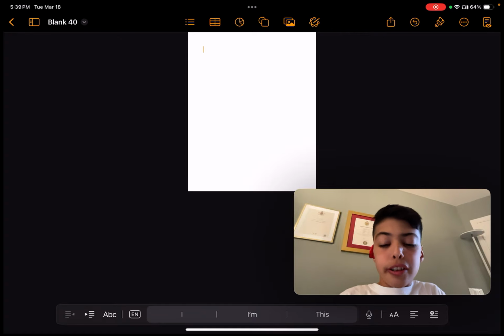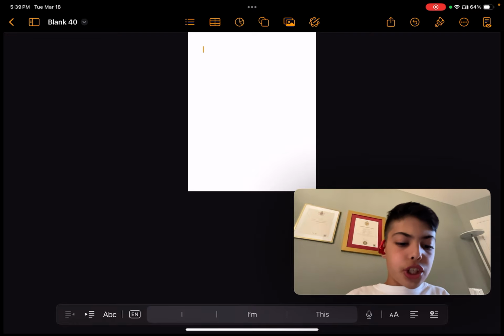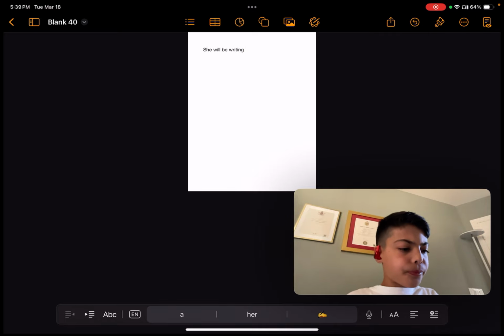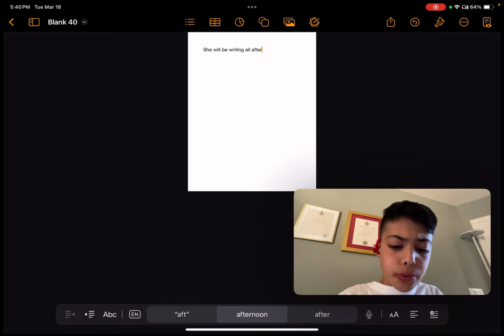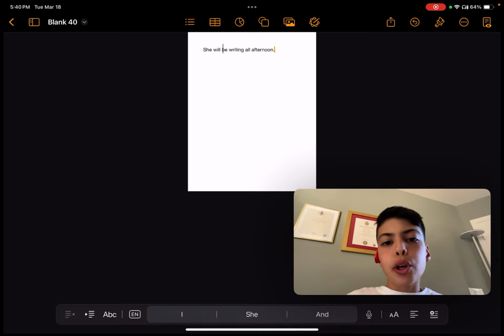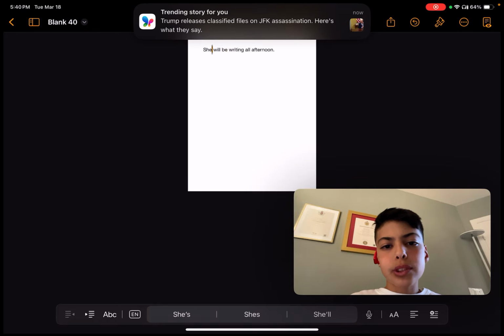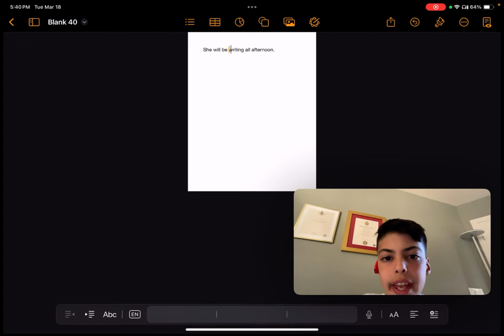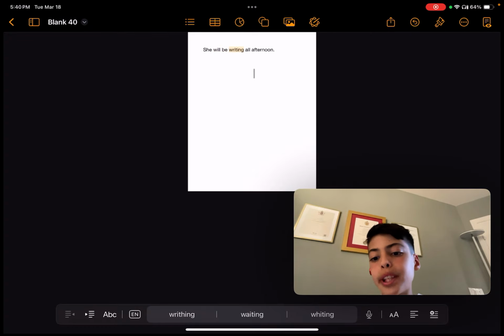An example for a future progressive sentence would be, she will be writing all afternoon. That would be a future progressive tense because will be is a form of to be. So it's going to be two words in here. It would be will be. That would be the form of to be for the future. And writing, again, would be the main verb that ends with ing.